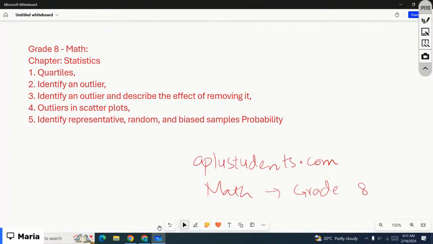We're going to start with the chapter statistics and the lessons we are going to cover today are quartiles, identify an outlier, identify an outlier and describe the effect of removing it, outliers in scatter plots, and identify representative, random and biased samples probability.